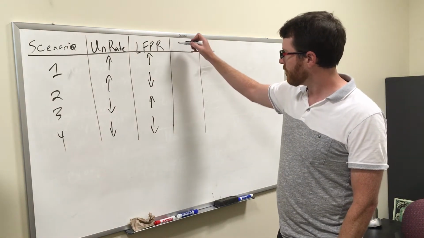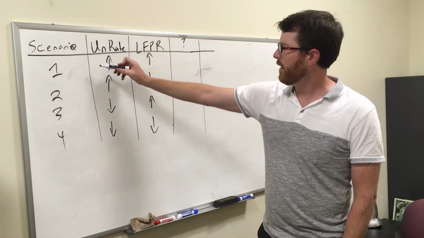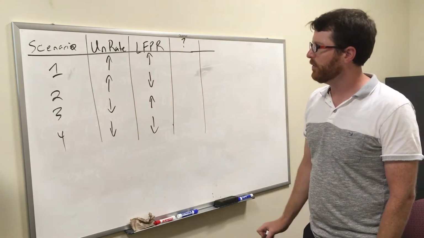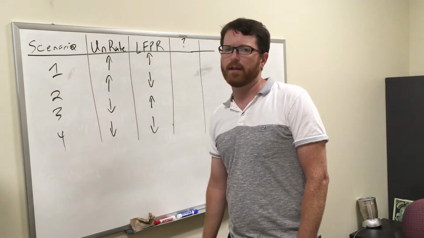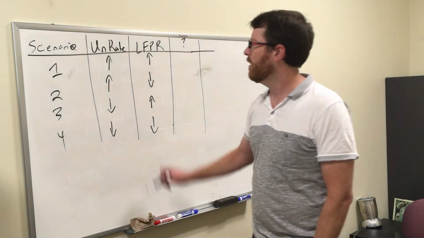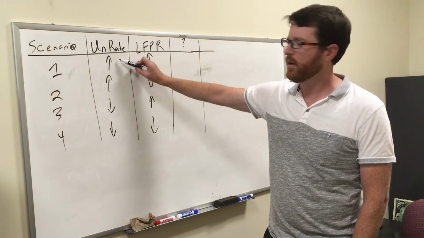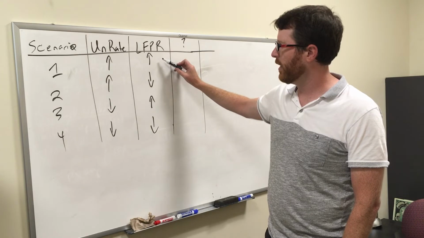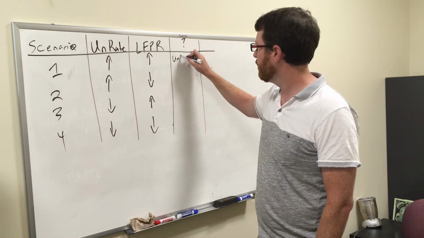And so let's think about what we can learn from these. Okay, so if the unemployment rate and the labor force participation rate both go up, is that a good sign or a bad sign? Okay? Unemployment rate going up, usually that's a bad sign. Labor force participation rate going up, usually that's a good sign. So the outcome here is unknown.